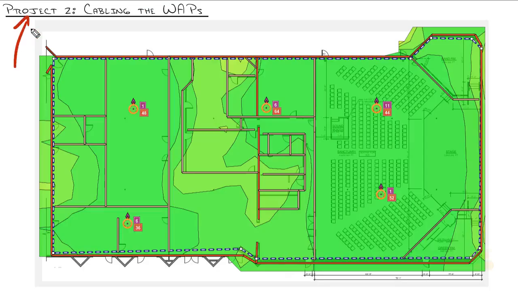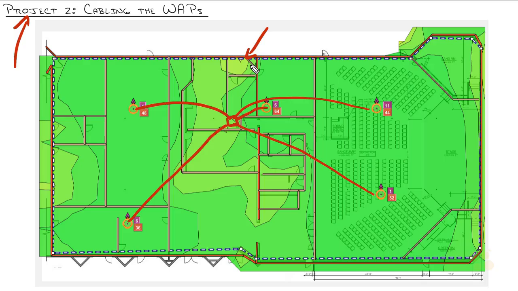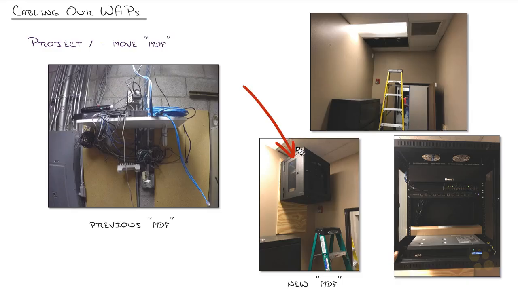And that moved us into project number 2, which was cabling the WAPs. That was where we ran cable from all the locations that those WAPs would be to the location of the new MDF. This is where that box is now sitting on the wall. That's the location of the previous MDF. While I took video of that entire project, it is a direct overlap with the IT Expertise cabling series. As a matter of fact, for the project that we did in that series, I used that exact same cabinet, exact same switch, UPS, router.